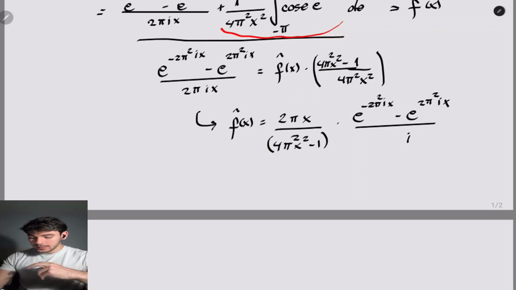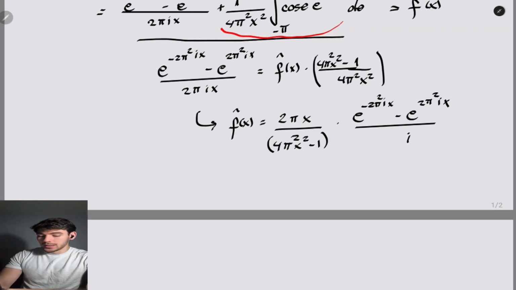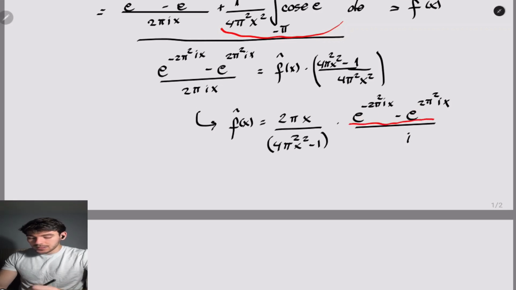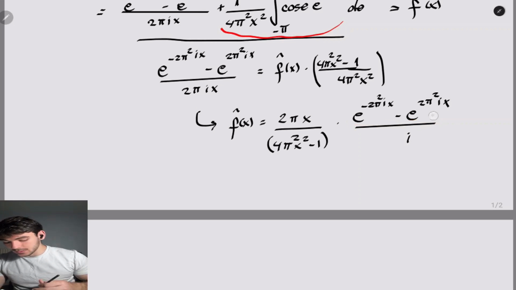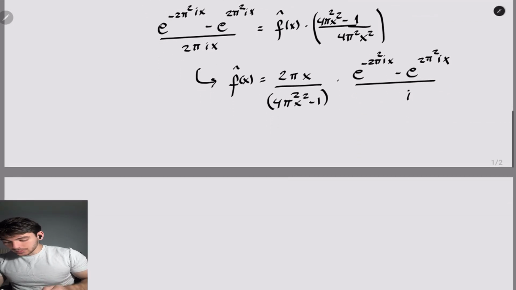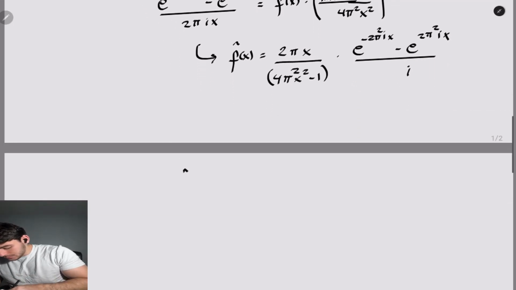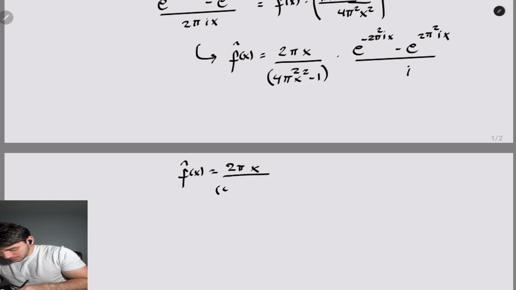All right. So now what we can do is transform those exponentials here into sums of sines and cosines. Okay, so let's do it. So for our transform of Fourier, we'll have 2 pi x divided by 2 pi squared x squared minus 1 times I.